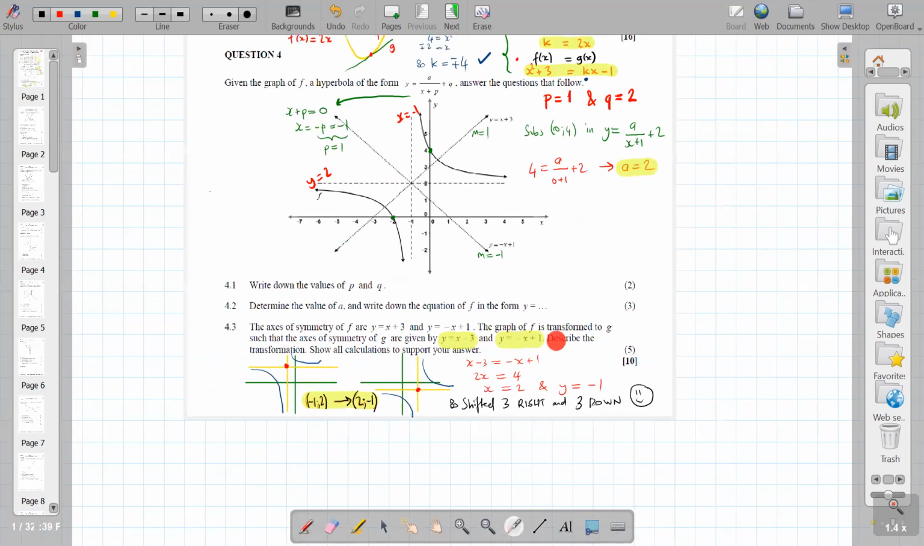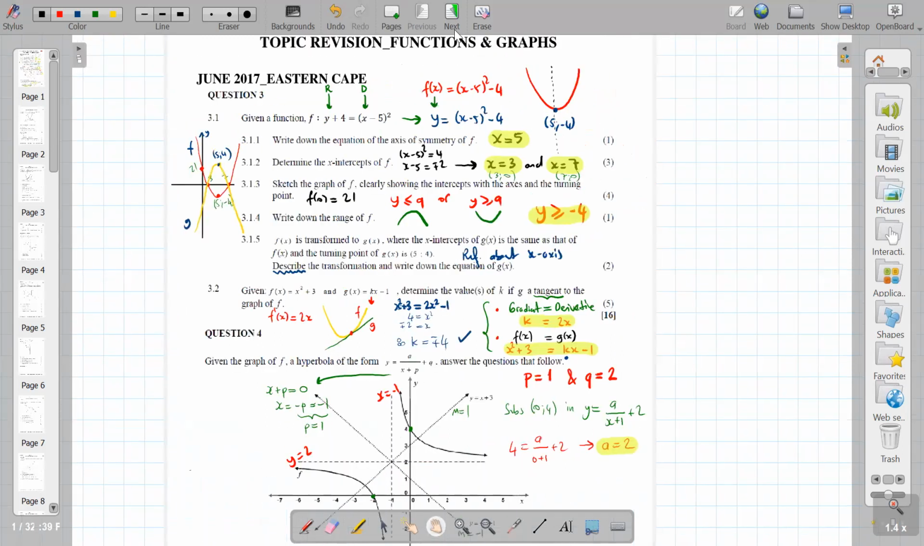Let's read the question again. It says describe the transformation. Yeah, that should be fine then. So the previous axis of symmetry, the original ones, we already have them. We already know the point A, and all is fine. We need to focus on figuring out what the new graph is. I can get the equation of the new graph, but that's not the question. I can get the equation of G, but I don't need it. Using that point is enough for us to have an idea about this transformation and describe it correctly.